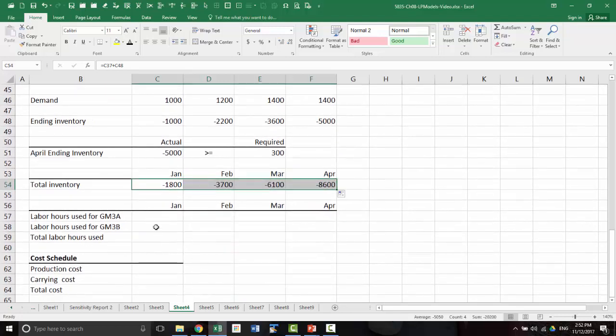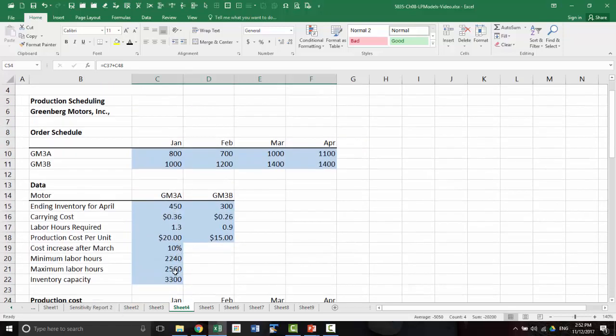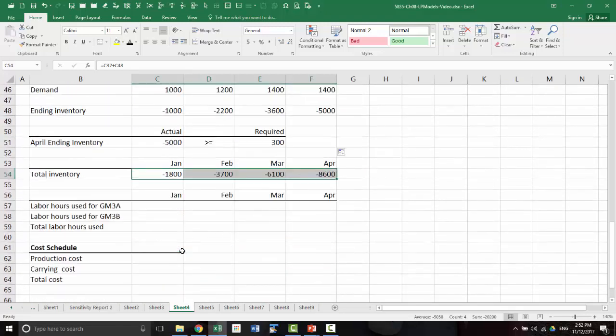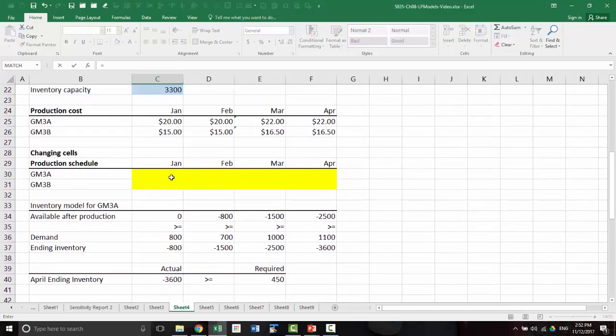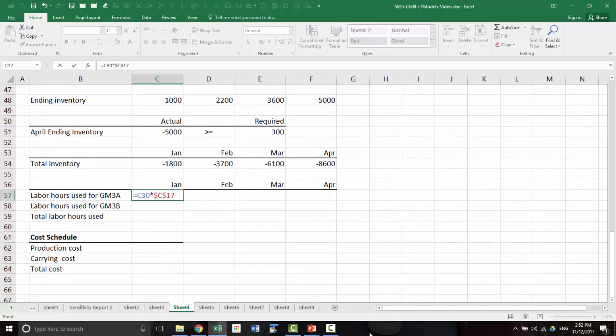Now let's look at the costs. Well, labor first, then cost. So remember, for labor, we have to stay within the minimum and the maximum limits. So let's compute the labor that we will need in each of the months for each of the two motors. The first motor: we're going to multiply by the labor needed for GM3A, and that has to be absolute referenced.